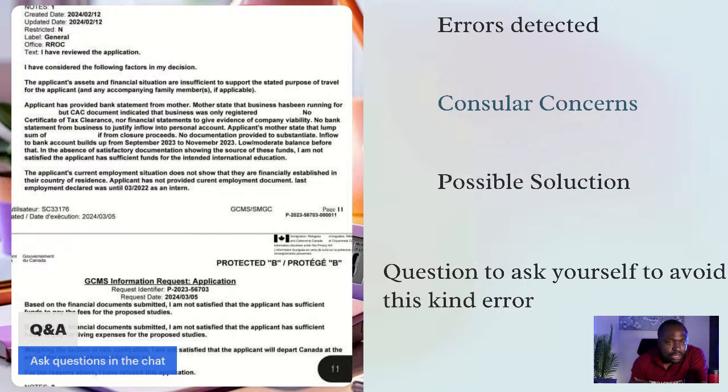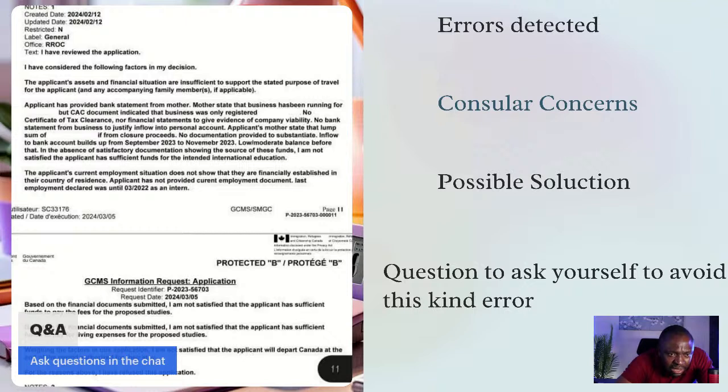All right, let's look at this particular case. I have considered the following factors in my decision. The applicant's assets and financial situation are insufficient to support the stated purpose of travel for the applicant and any accompanying family member, if applicable. The applicant has provided a bank statement from mother.